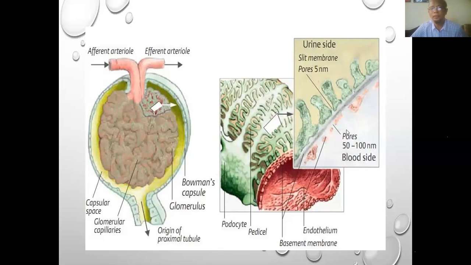So the urine, that is the liquid portion, passes from here, crosses the basement membrane, and then it also passes the slit membrane, and then it passes into the Bowman's capsule, and then it goes into the proximal tubule.